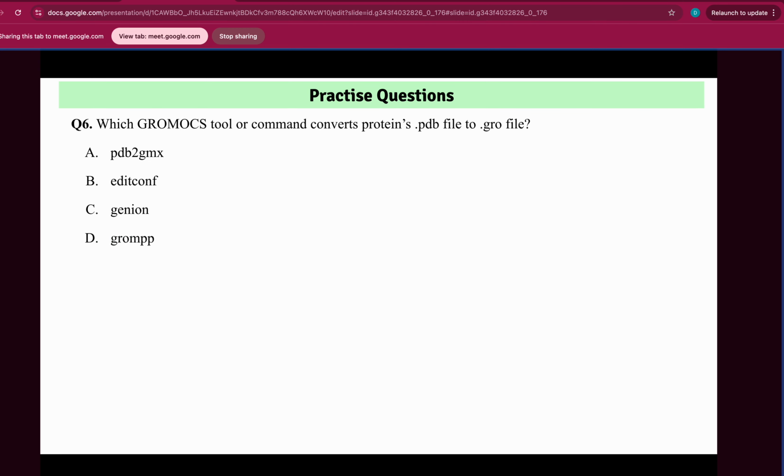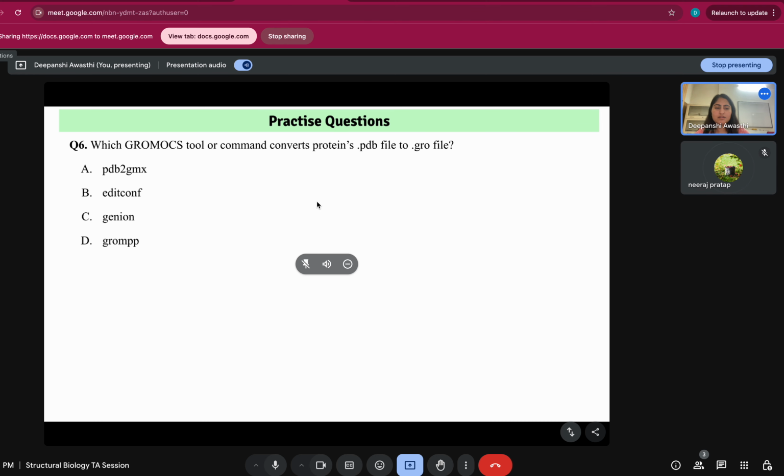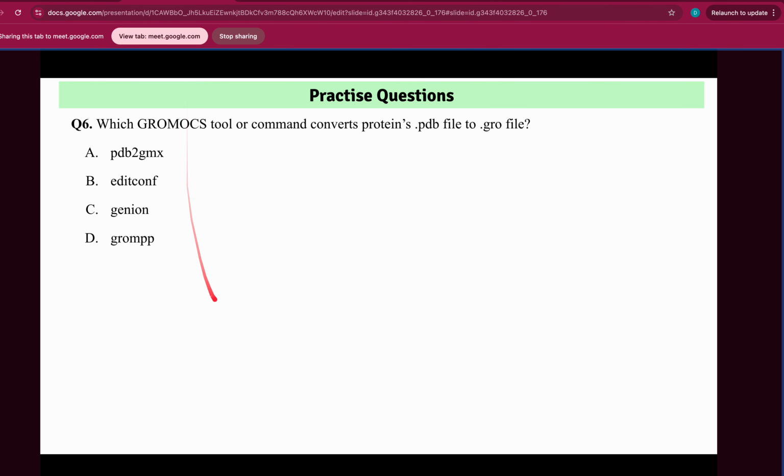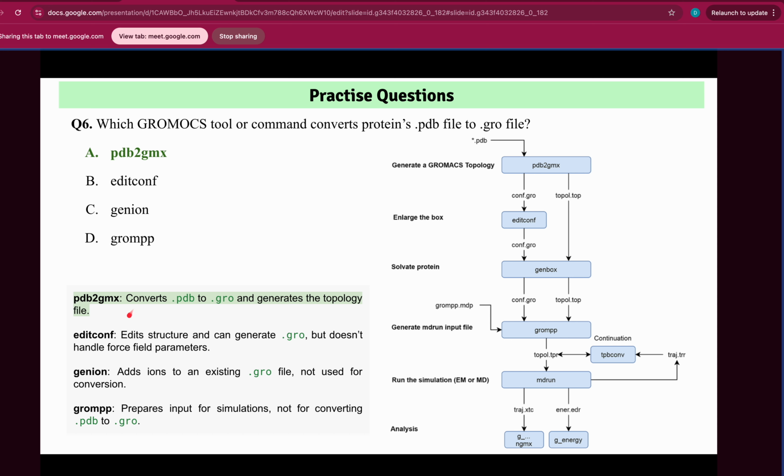All these force fields are present in GROMACS. Now the next question is, which GROMACS tool or command converts the protein's .pdb file to .gro file? .gro is the GROMACS format and .pdb is the Protein Data Bank format. Option A is pdb2gmx, option B is editconf, option C is genion, and option D is grompp. Okay, so you are saying option A. Yeah, that's right. Option A is right, which is pdb2gmx. It converts the .pdb file to a .gro file, which is the GROMACS format. And these are some other commands: editconf, genion and grompp.